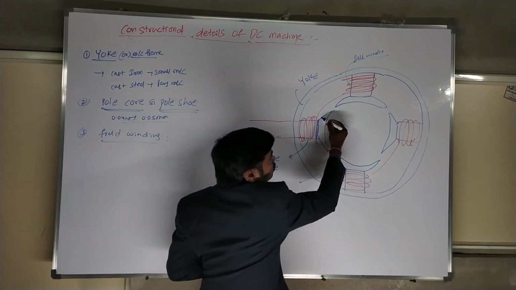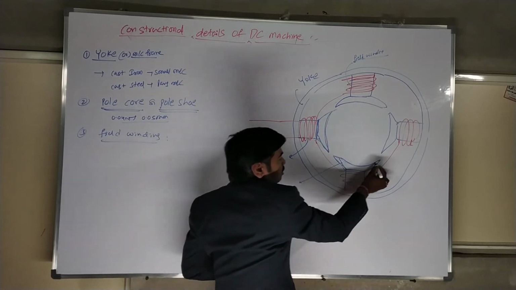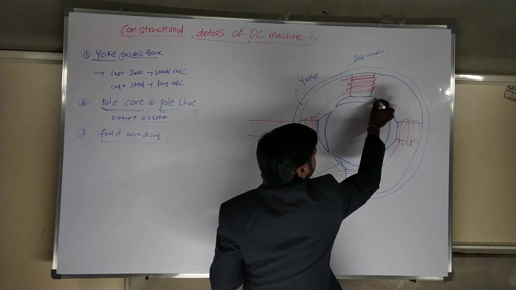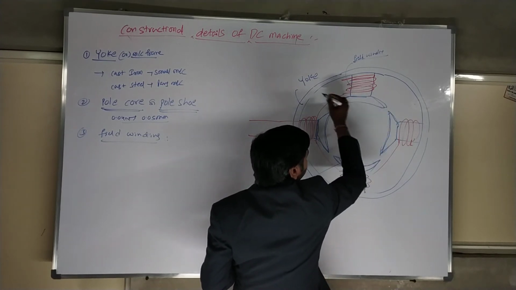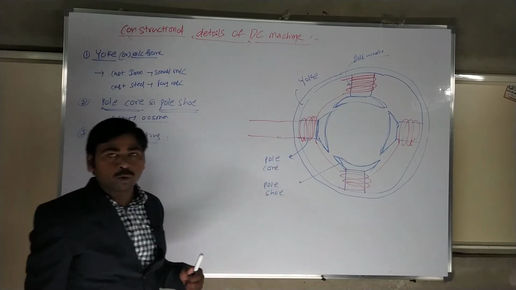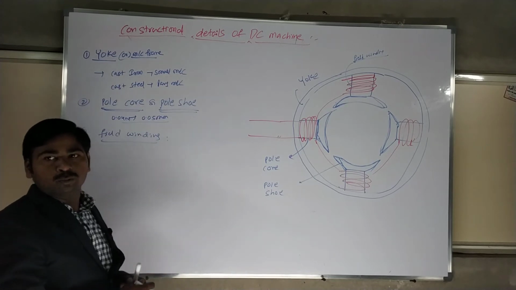But using the pole shoe covers the area completely. It increases the flux distribution to the armature core. So the pole shoe covers about 70% of the area completely. That's the purpose of the pole shoe. These two are laminated to reduce eddy current losses and to reduce the sparking that takes place.